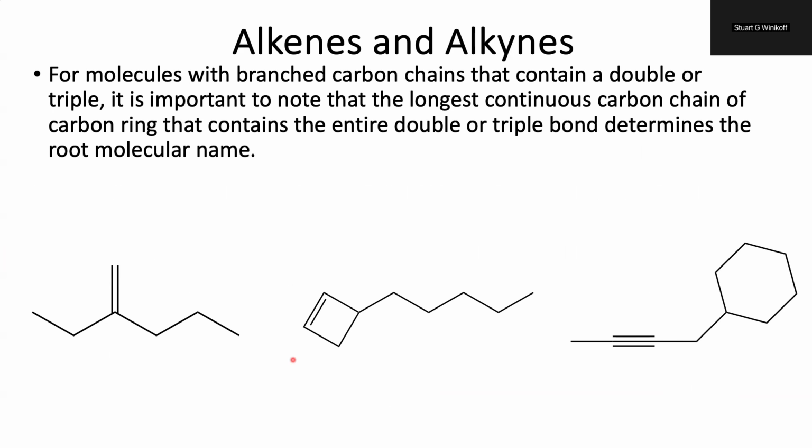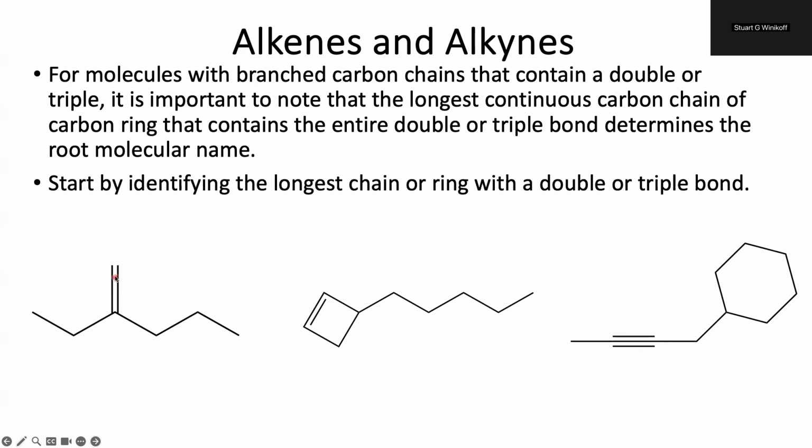If I have to start worrying about this extra window dressing, the biggest thing I need to note is that the root name will be derived from the longest continuous carbon chain that contains the entire double or triple bond. For example, if we're looking at our first species, our longest carbon chain is 1, 2, 3, 4, 5, 6, but it only contains half of that bond. As a result, I'm going to have to make sure that I'm using the longest chain that contains that entire double or triple bond.